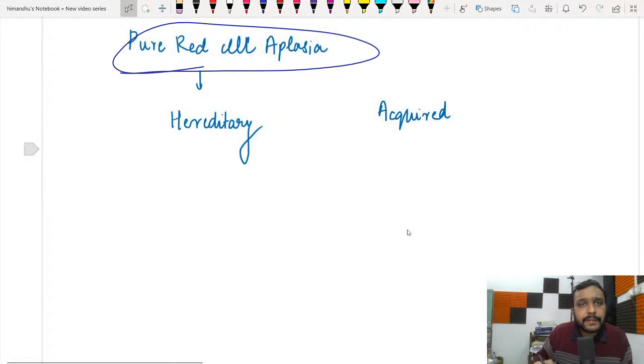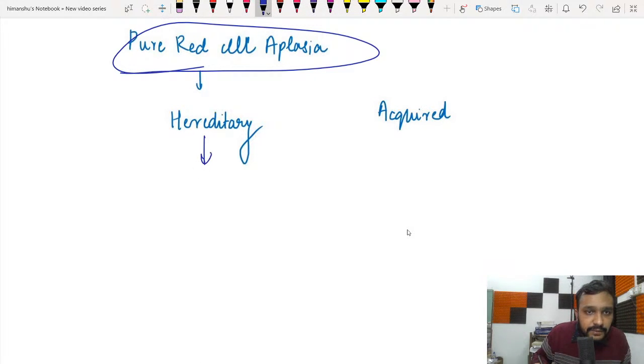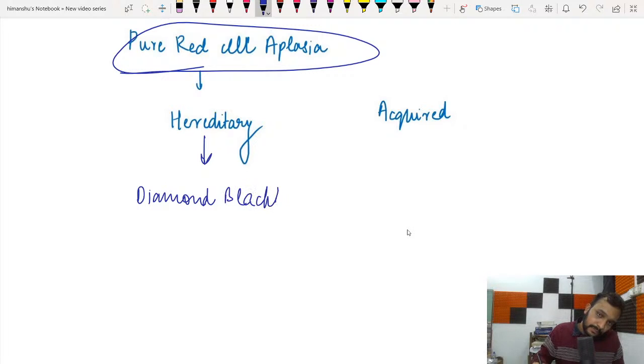What is the hereditary form of pure red cell aplasia known as? Last question for today. It is Diamond Blackfan syndrome.